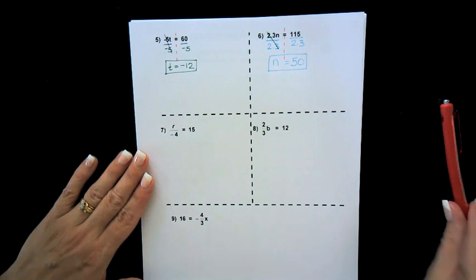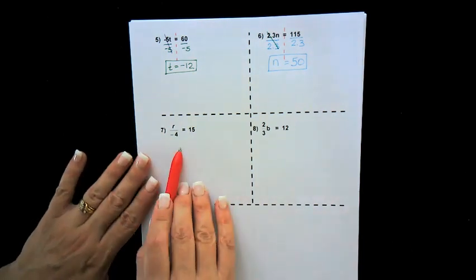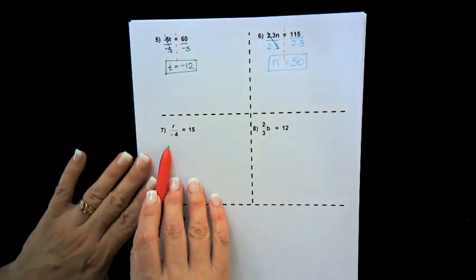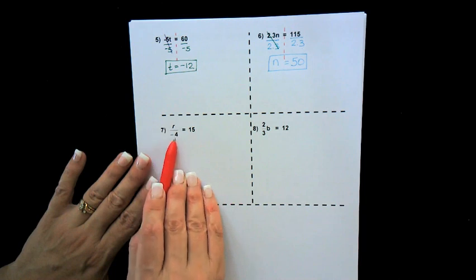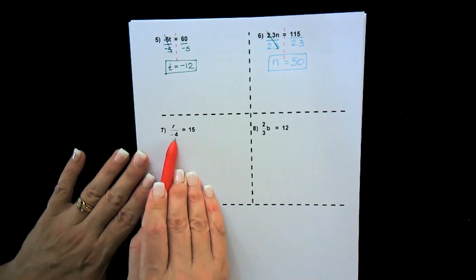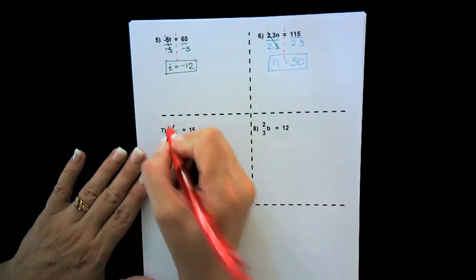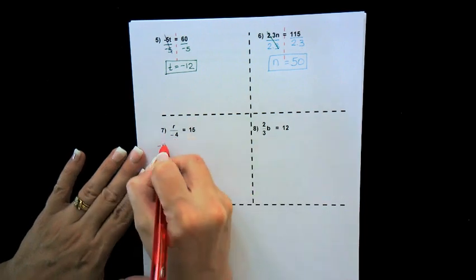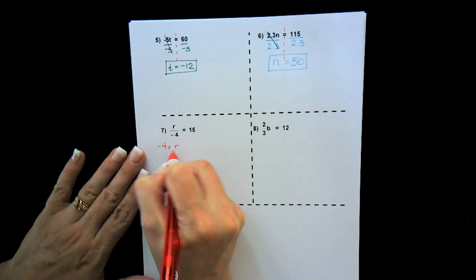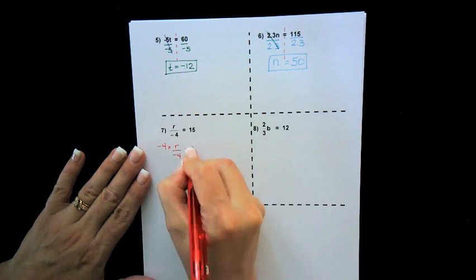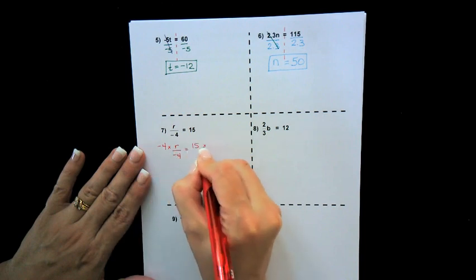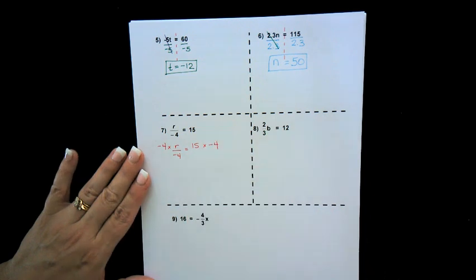All right, let's do a couple of one-step division equations here. I look at number 7. I see the variable being divided by negative 4. So I'm going to do the opposite of dividing by negative 4, which is to multiply by negative 4. So I'm going to multiply by negative 4 on both sides. Now you can write that multiply with that little times symbol. You could do it with a dot.